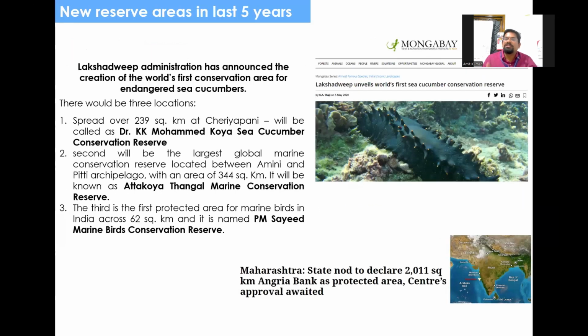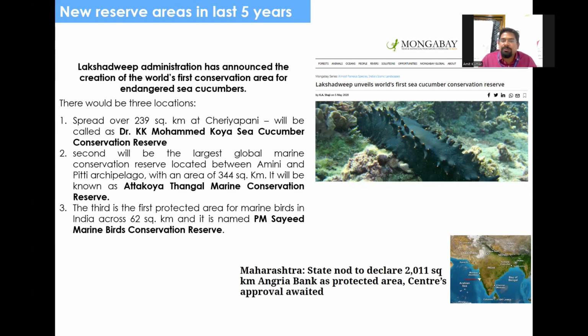The condition of the reserve areas in the last 5 years has been somewhat improving, because we can see a number of sites across the country and in the islands being announced as conserved sites. For example, the Lakshadweep administration announced the creation of the world's first conservation area for endangered sea cucumber. That is not very new; that happened in 2020. A certain area of Cheriapani island has been designated as the KK Muhammad Koya Sea Cucumber Conservation Region.